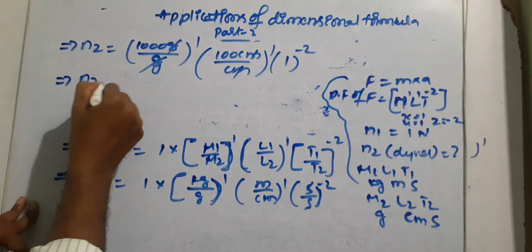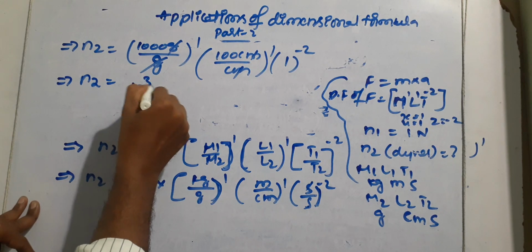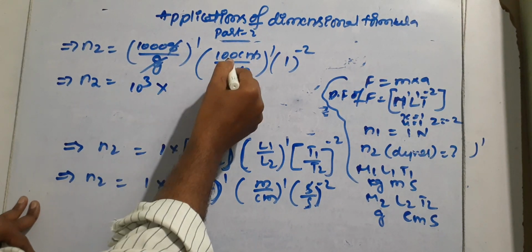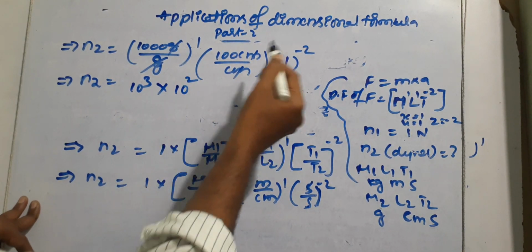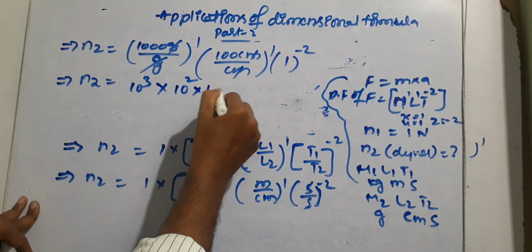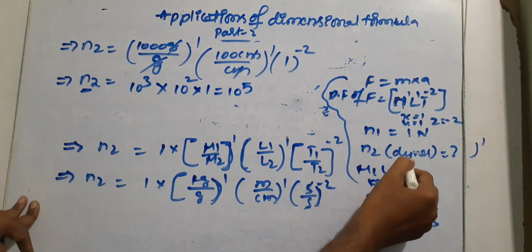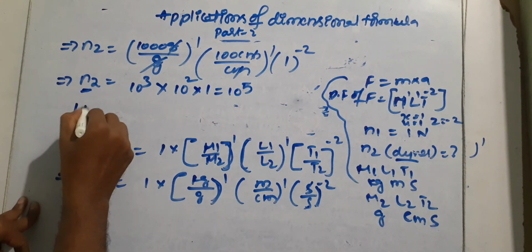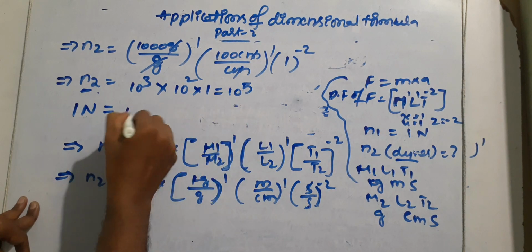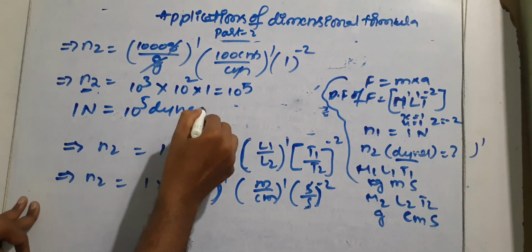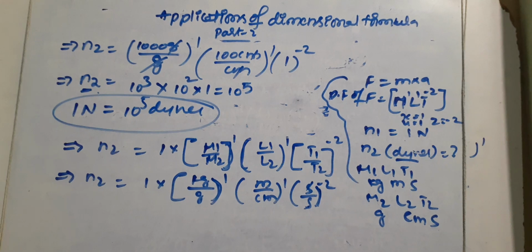So this implies N2 is equal to 10 cubed, that is 10 squared, and minus 1 whole power minus 2 means 1, so which is 10 power 5. So 1 Newton is equal to, N2 is taken in the form of dynes, students. That is why 1 Newton is equal to 10 power 5 dynes. So using the principle of homogeneity, we can convert the unit of the given physical quantity from one system into another system.